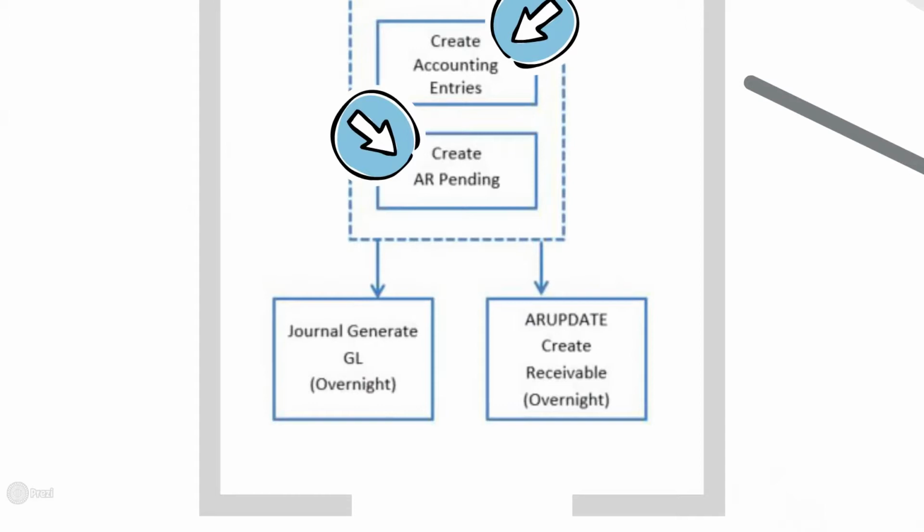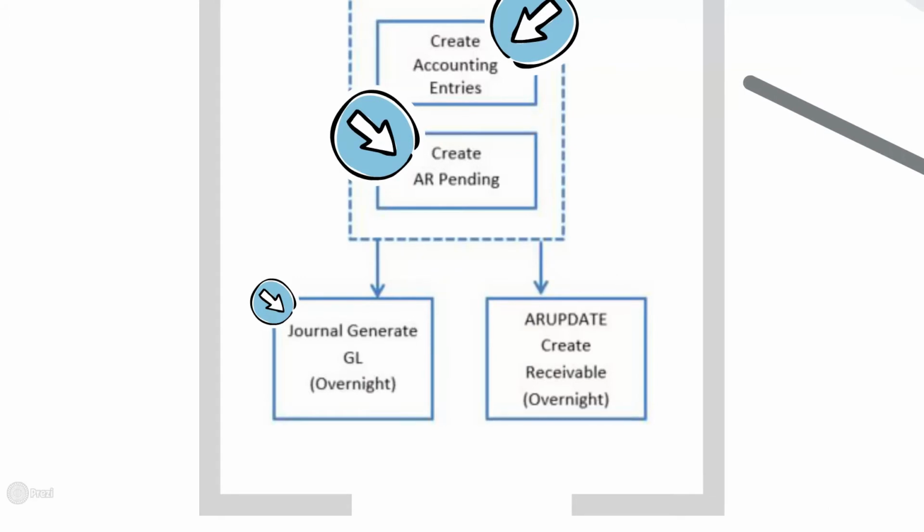That is not a journal that is created automatically overnight. It sits in the system being called an AR pending item, and when the receipt of cash is made against the invoice, then and only then will it create that actual journal entry to receive cash against the invoice, against the receivable.